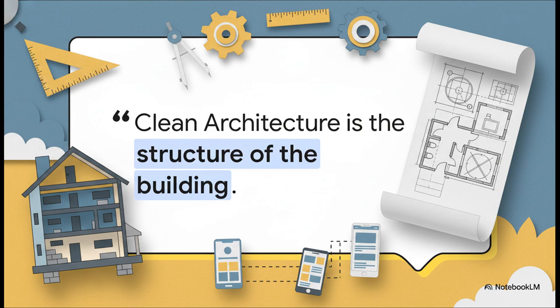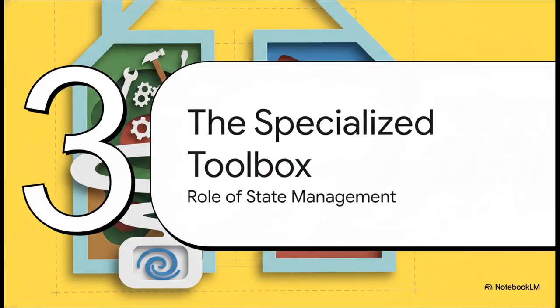To make this whole idea a bit more concrete, let's use an analogy we can all get. If building your app is like building a house, then clean architecture is the master blueprint. It's what defines the foundation, the layout of the rooms, and how everything connects together to make sure the whole structure is solid. Okay, so if clean architecture is our big blueprint for the house, where on earth does state management fit into this picture? Well, let's zoom in a bit. We're going from the overall structure of the house to a very specific and very important part of it.